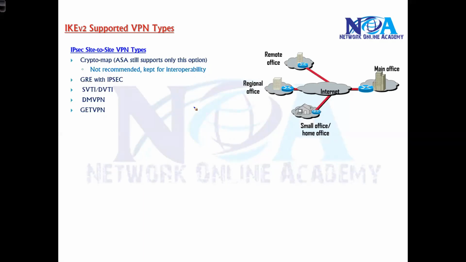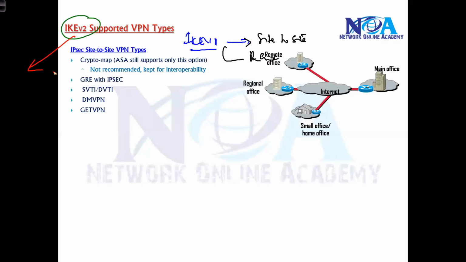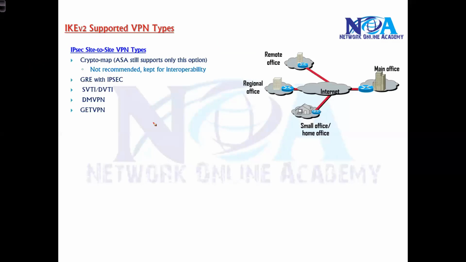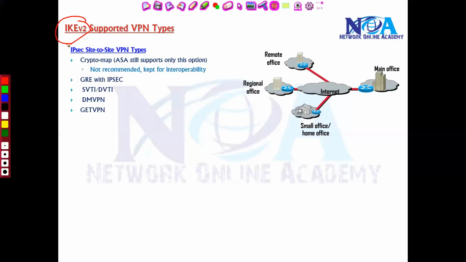Just like in the case of the previous IKEv1 version where we implemented IPsec, we can use that IPsec for setting up site-to-site VPNs, or even for remote VPNs. The same way here also, with the help of IKEv2, you can not only configure site-to-site, you can also implement remote VPNs. So most of the VPNs we discussed in IKEv1, we can still use IKEv2 for those implementations.